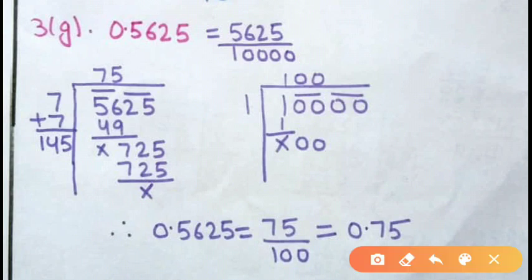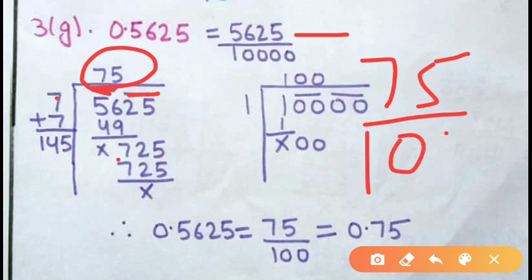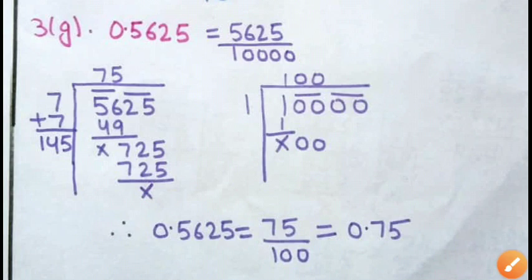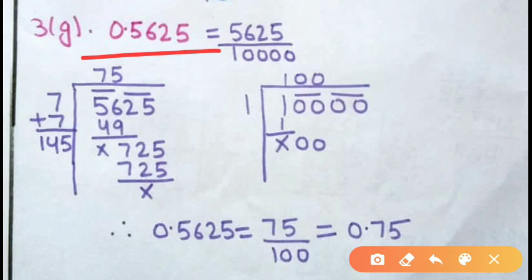If you want to go by removing the decimal, first you remove the decimal and then you factorize 5625, making the pairs. Then 7 sevens are 49, which gives you 7, then 25 gives 75, the same number, but the only difference is that here no decimal is there. Then 75 is divided by 100, and when you convert it into a decimal you will get the same result. So it is up to you: if you know this method very well, you can find it by the long division method directly without removing any decimal.